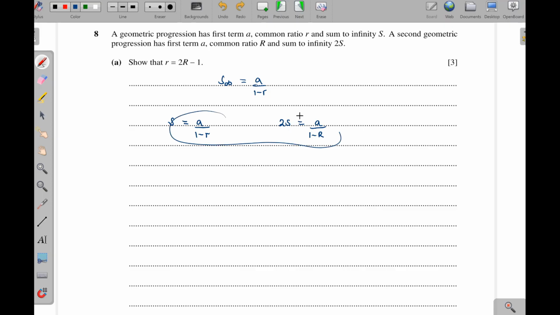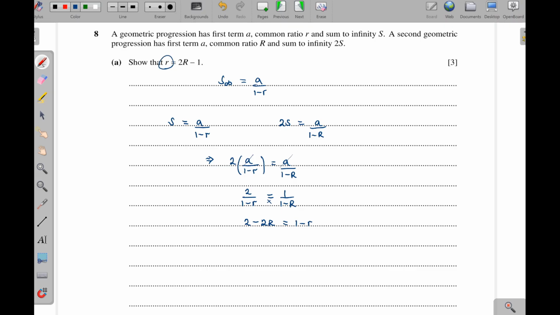Now we are going to solve these two simultaneously. s is equal to this, so I'll just get this and substitute it here. So this implies that we are going to have 2 times a out of 1 minus r, equal to a out of 1 minus capital R. When you divide all through by a, our a is going to disappear. Then we shall have 2 out of 1 minus r, which is equal to 1 out of 1 minus capital R. Then we can cross multiply. Then we have 2 minus 2r, which is equal to 1 minus small r.